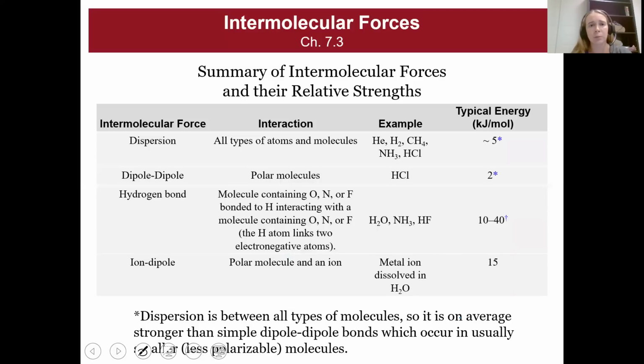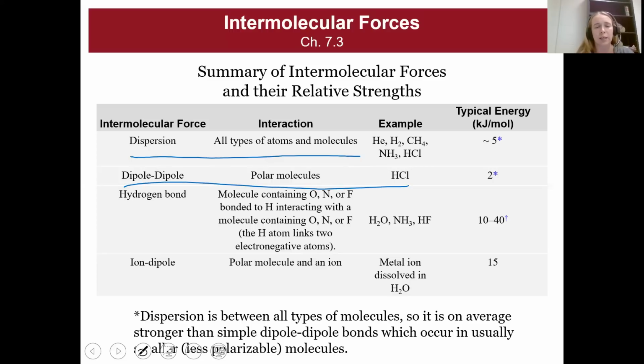And here's just a little summary for you of intermolecular forces and relative strengths. Dispersion, once again, is in all types of atoms and molecules, all of them. If I ever ask you what kind of intermolecular forces something has, dispersion should always be one of your answers, always.